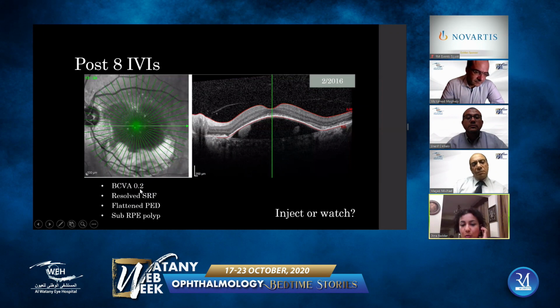Her vision right now is 0.2. Not a lot of... even if the OCT is doing well, the vision is not catching up as much. The subretinal fluid has resolved, the pigment epithelial detachment has flattened.